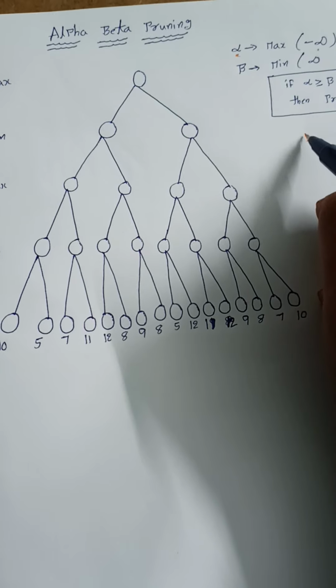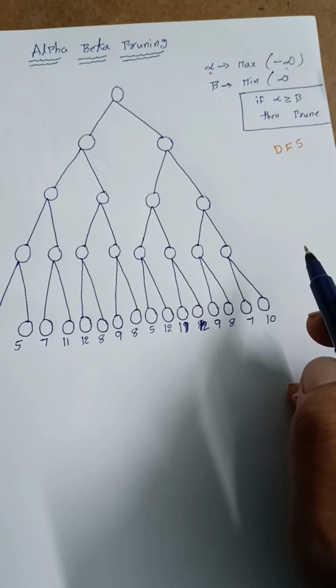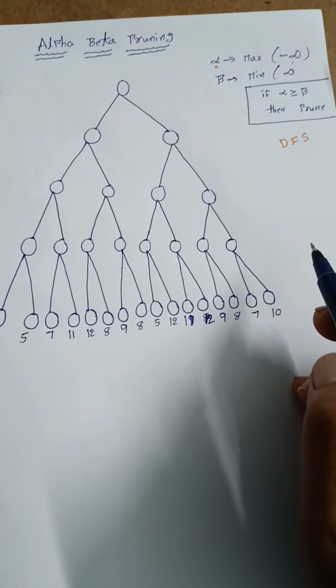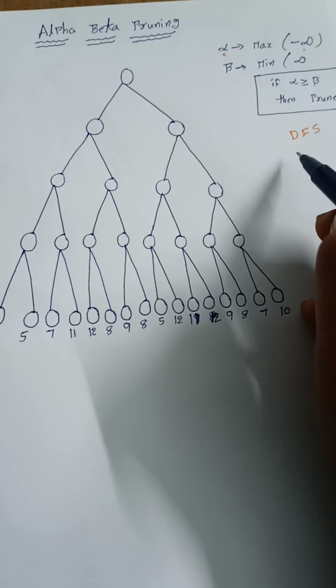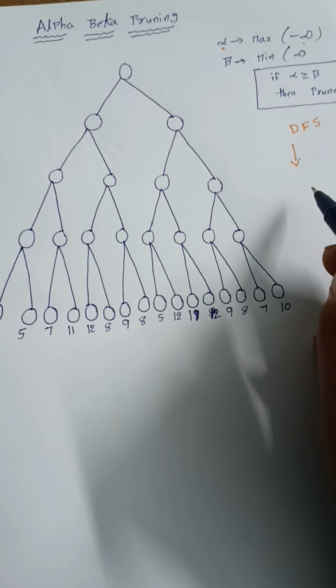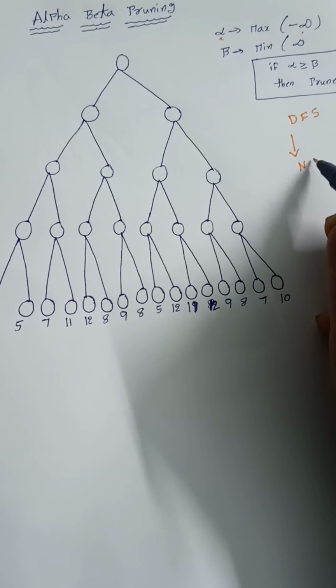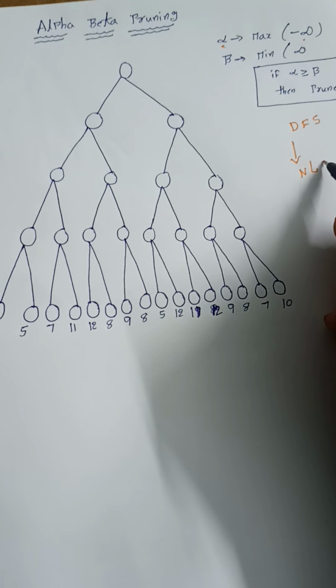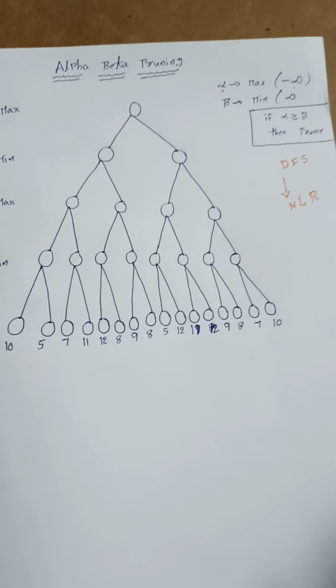Here we are using DFS. We have two different types of graph traversals available, BFS and DFS. In alpha beta pruning, we are using DFS. What is the meaning of DFS? First we will visit the root node, next we will cover the left child nodes, then we will move to the right child nodes. Now we will start from the root node.